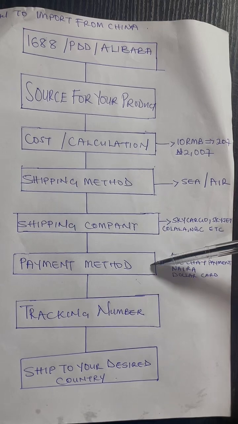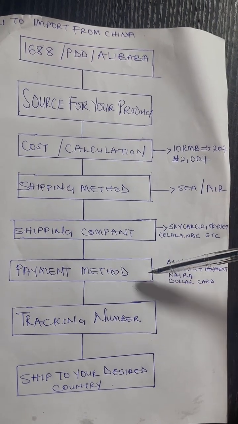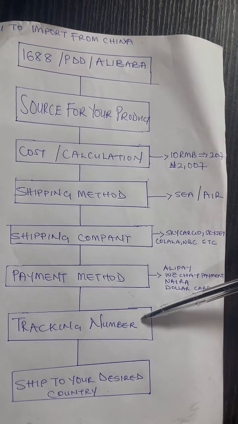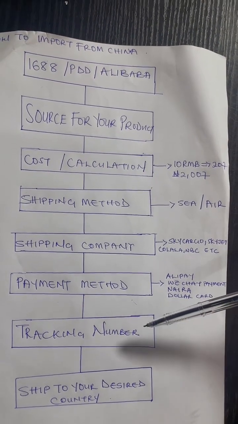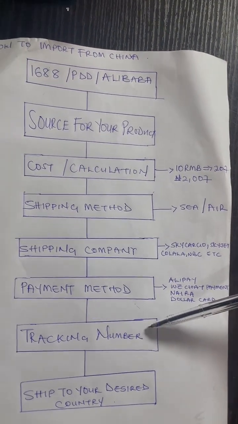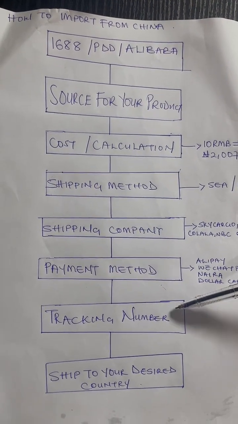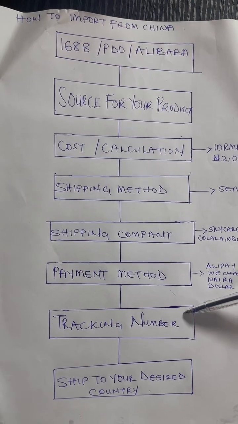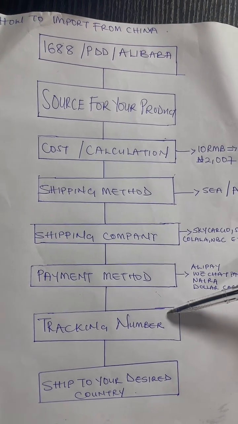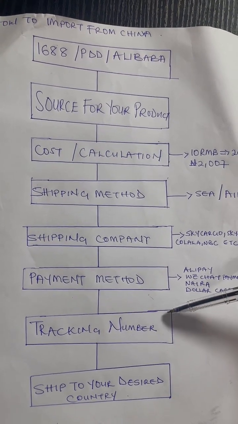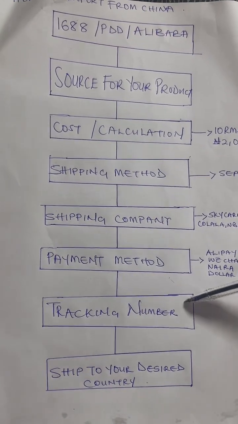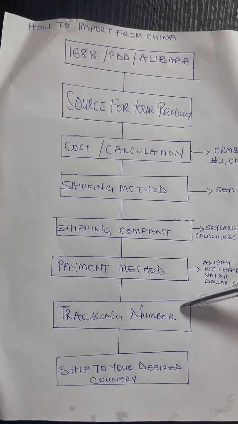Payment method. After you must have known your payment method, the next thing is to ask for a tracking number from your supplier. Yes, it is very important for you to tell your supplier to add your name and your tracking number to your product, so that once it gets to your shipping company, they can differentiate your goods from other people's goods. It is very very important for you to tell them to do that.